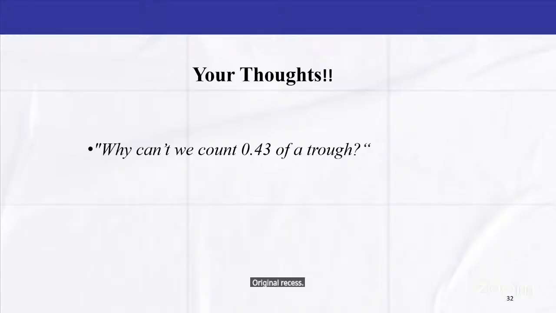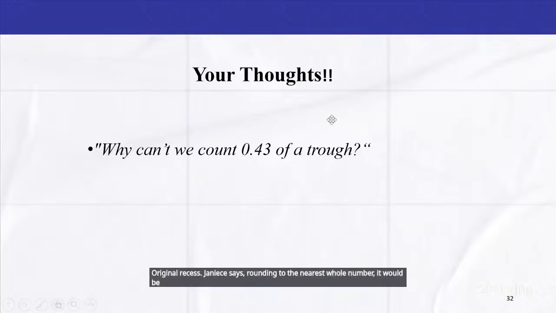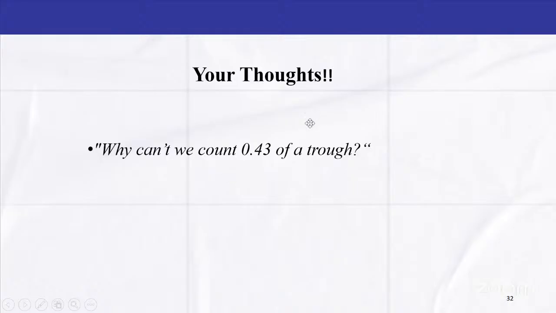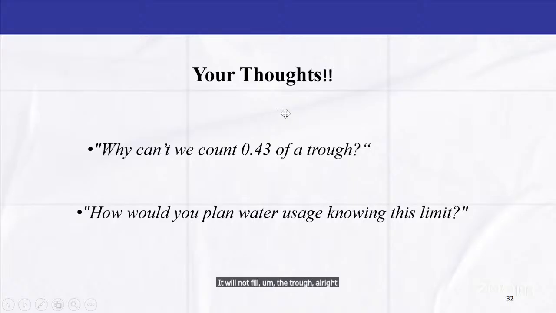Go ahead, Mrs. Janine Hill says, rounding to the nearest whole number, it would be a fraction of the object. Hence, you give me part of the answer. You didn't say everything. It would not fill the trough. All right, great. So how would you plan water usage knowing this limit?